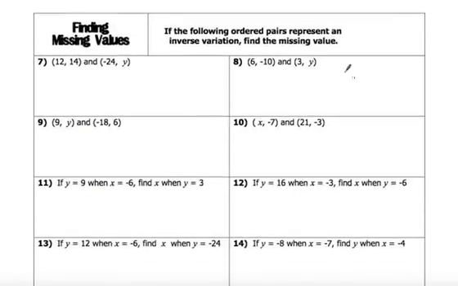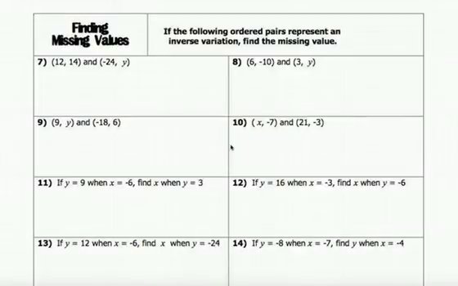So finding missing values for inverse variation. Remember that when you are trying to find missing values with inverse variation, you've got to keep in mind what your y is equal to. So your y is equal to k over x. And if you were trying to figure out what k is, you would use k equals xy. So this is similar to how we did the direct variation problems that were missing values a little bit ago.